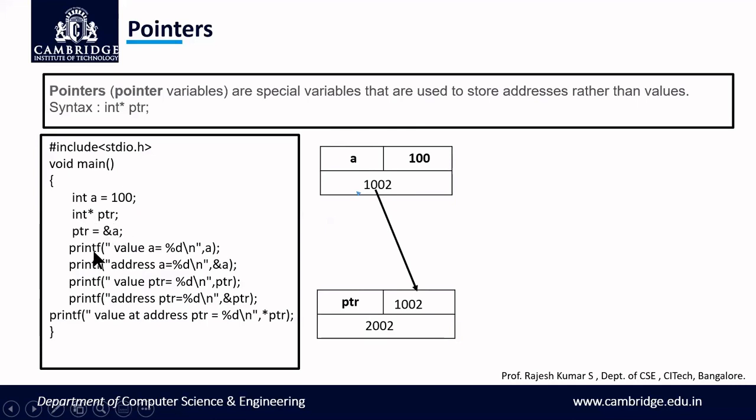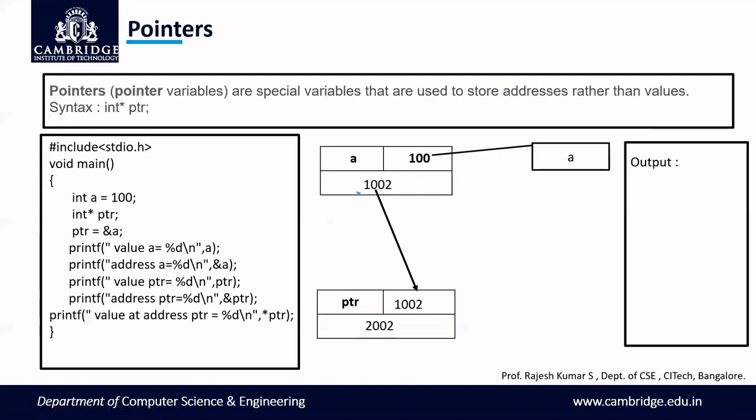Now when I print the value of a, what is the value of a? The value of a is 100, right? I'm talking about value, not the address. In the output screen you can see value of a equals 100. Next, address of a: when I print ampersand of a, what is the address? It will print 1002.